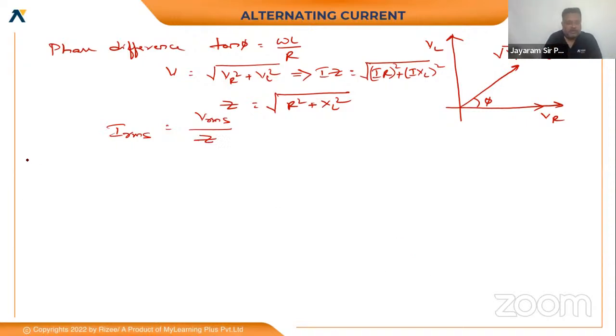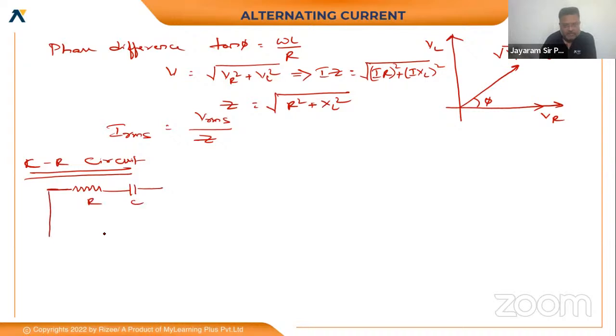If we write the same sort of thing for the RC circuit, that is a capacitor and a resistance. So how is this capacitance and resistance circuit going to be? This is your resistance R and this is your capacitance C. They are jointly connected in series to a voltage source, that is V equal to V naught sine of omega t.